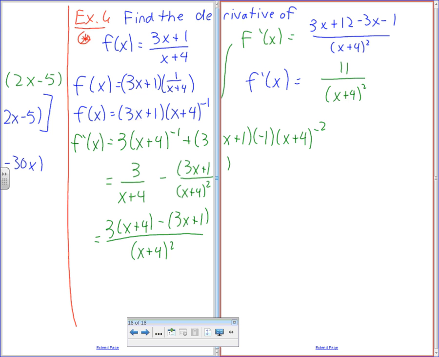Slightly different. As long as you get an answer that's the same as that, I'm happy. Yeah, I think the problem was because really what you should be doing is factoring out x plus 4 to the negative 2. That's what I did then. I put an extra x plus 1 in the numerator. See what I mean? That's okay.